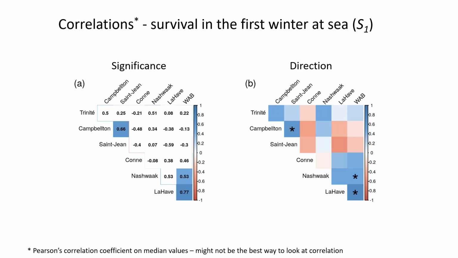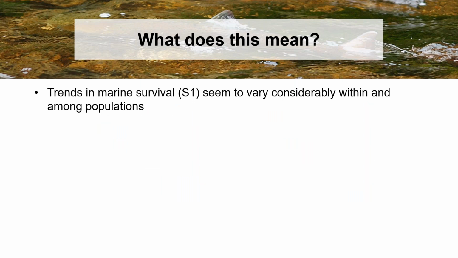Right. So what does this mean? The first thing that comes to mind is, at least for the 7 populations that we looked at, the trend in marine survival in the first winter at sea, that is S1, seemed to vary considerably within and among populations. So I was expecting to see declines everywhere, but this does not seem to be the case. Could be that those rivers aren't representative of what's going on over the whole population, but at least those rivers, and I'm just focusing on the 7 rivers, we don't see this uniform trend.